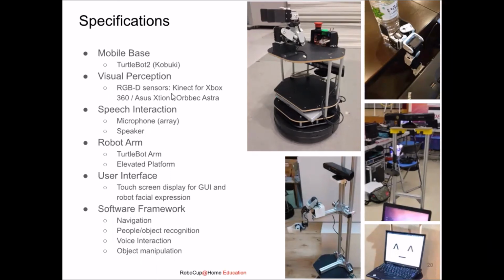But for simplicity, we focus on RGBD sensors. The example that we use is the Xbox 360 Kinect. But this one and also the Asus Xtion are already out of the market, which means they stopped production. So currently we're using the Orbbec Astra sensor, which is very similar among these three.